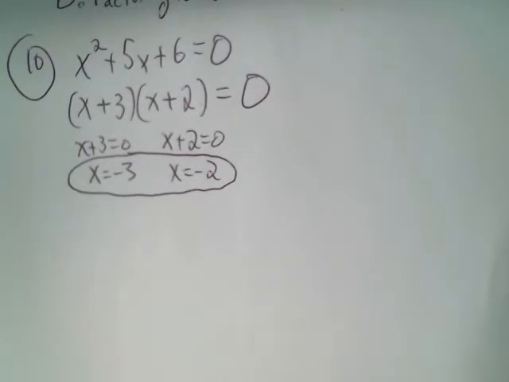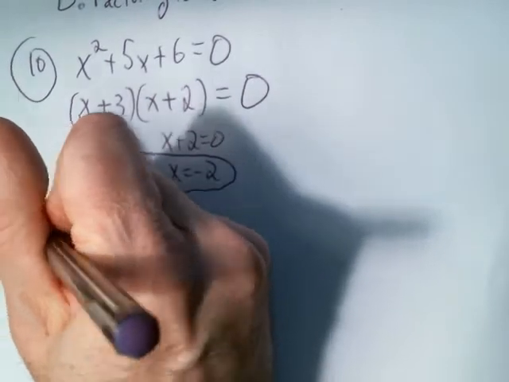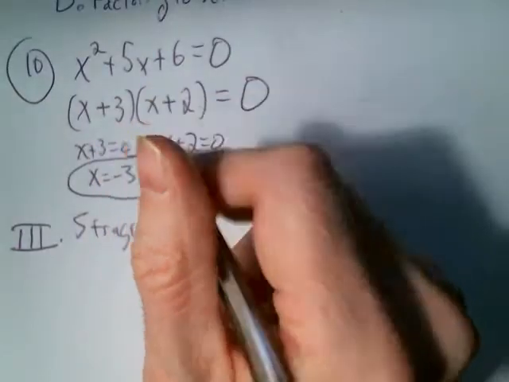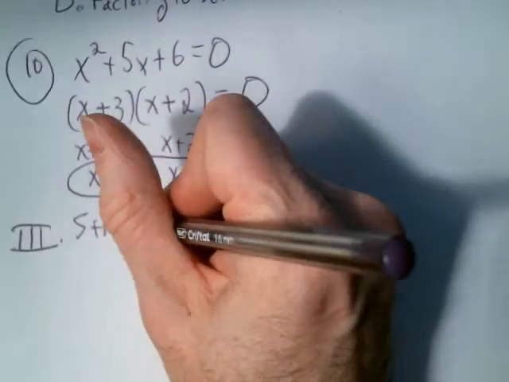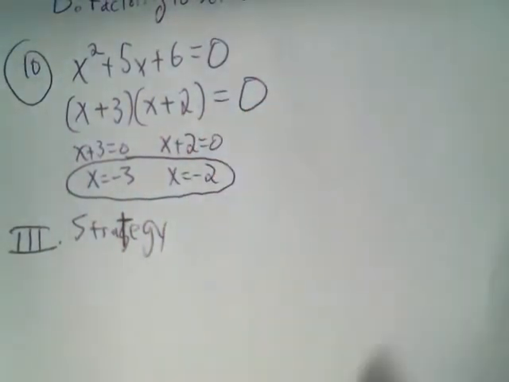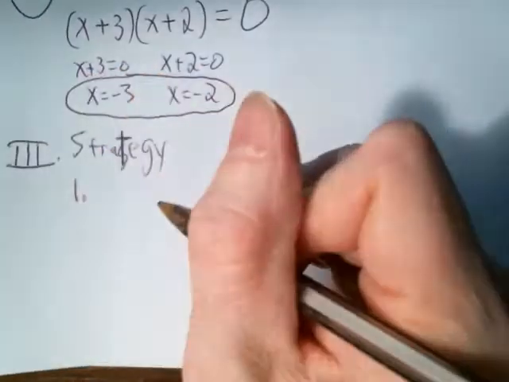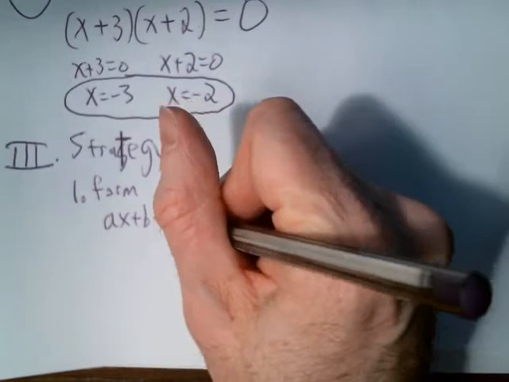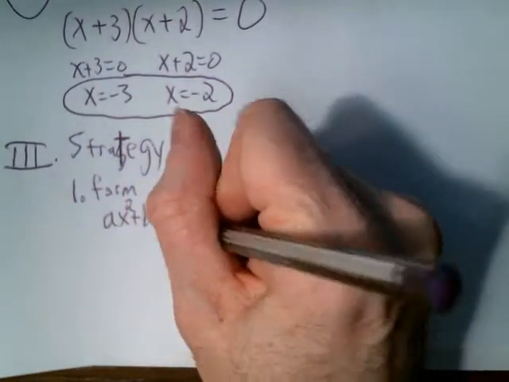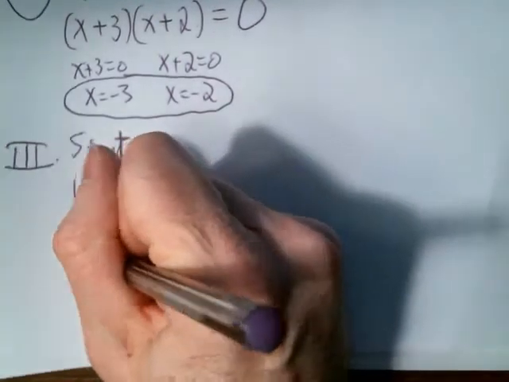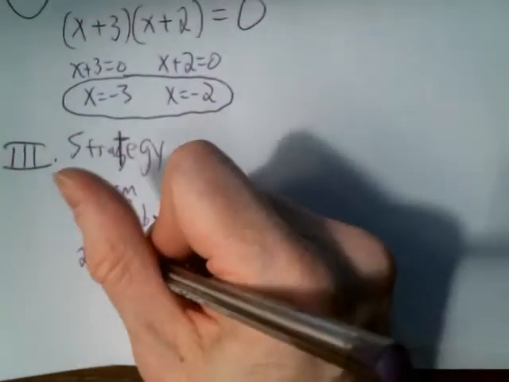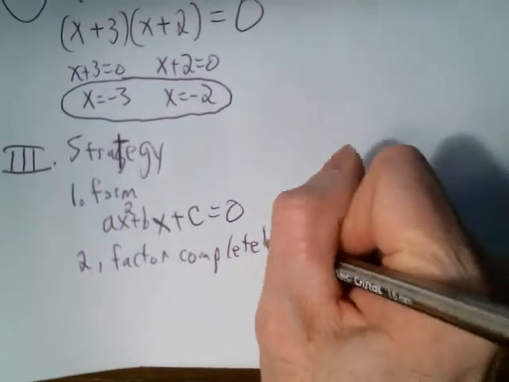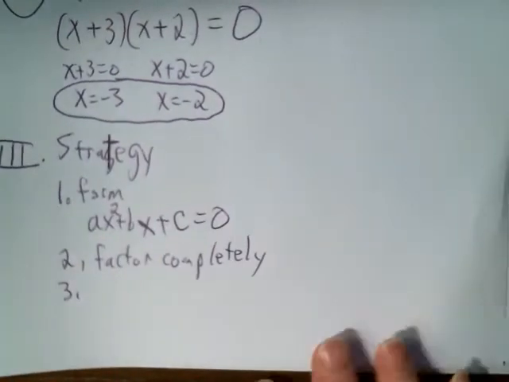So the strategy is, first get it into the appropriate form. If you want to lay out a program, a strategy: first make sure it's in the appropriate form, so ax squared plus bx plus c is 0. Secondly, you want to factor completely. Thirdly, set all the parts equal to 0.